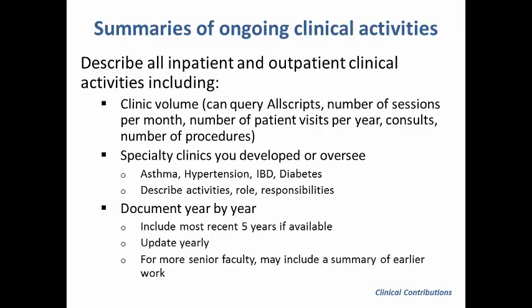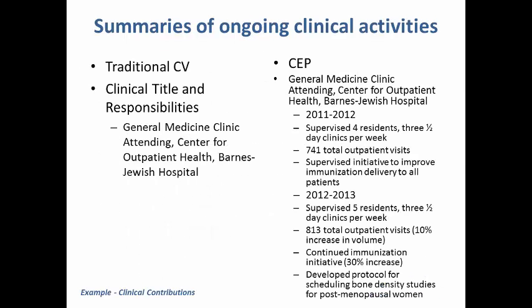So some of this information covers your volumes, any specialty clinics you developed or lead, and we need an evolution over time to see how these programs have grown or been enhanced or expanded. If you're just starting now as an associate professor, you don't have to recreate this from the birth of time, but you ought to try to go back 3 to 5 years at least.